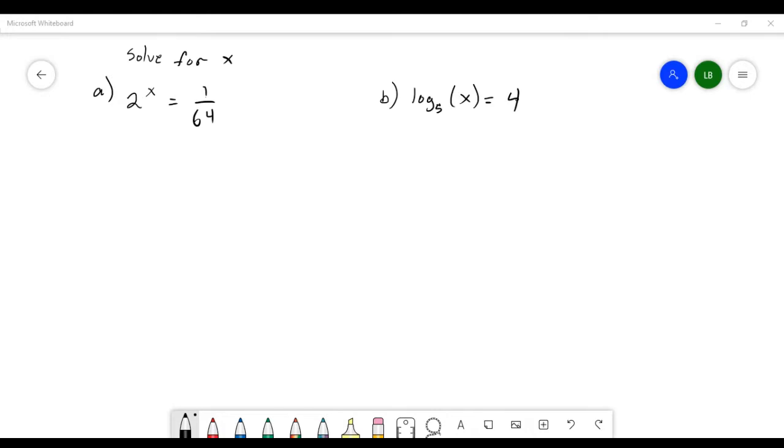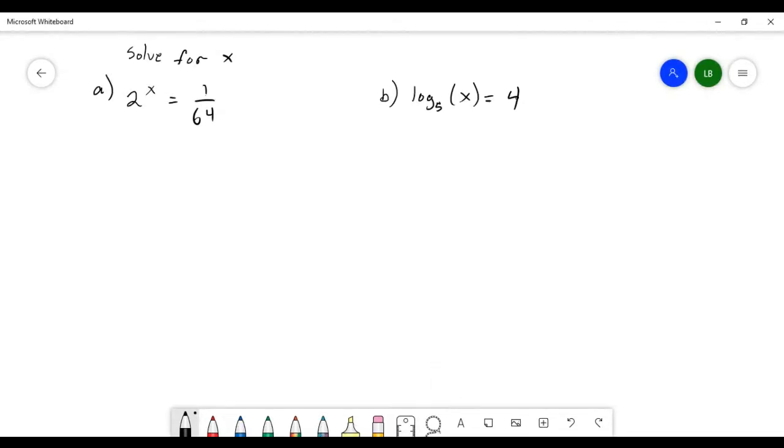What power will make 5 equal to 4? Yeah, that's not quite the way you want to think about it. In this case, logarithms are like anti-exponentials. So one way to think about it is 5 to the 4th is equal to x, because it's like undoing it.